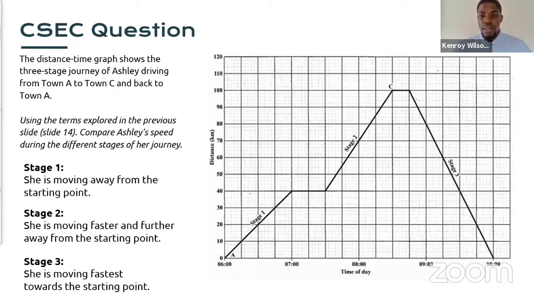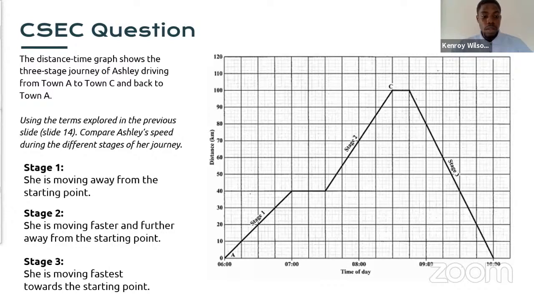I realized in some of the responses that mention was made about the times she stopped. Now, at the times that she stopped, I could ask you, is she traveling at any speed when she stopped? And of course, the answer would be no. When she stops, she's not traveling at any speed, and that is indicated by a horizontal line. Once the line has a gradient going up or down, it does not indicate slowing down. What it indicates is movement, right? And the degree to which it slopes tells you the degree to which the movement is happening.